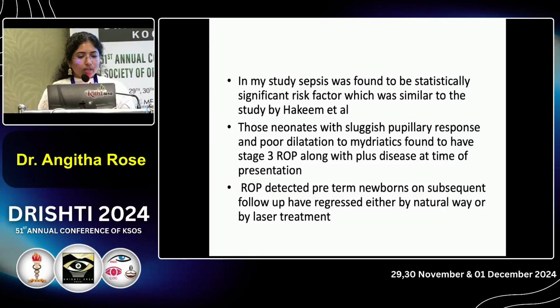Those neonates with sluggish pupillary response and poor dilatation to mydriatics were found to have stage 3 ROP with plus disease at the time of presentation.